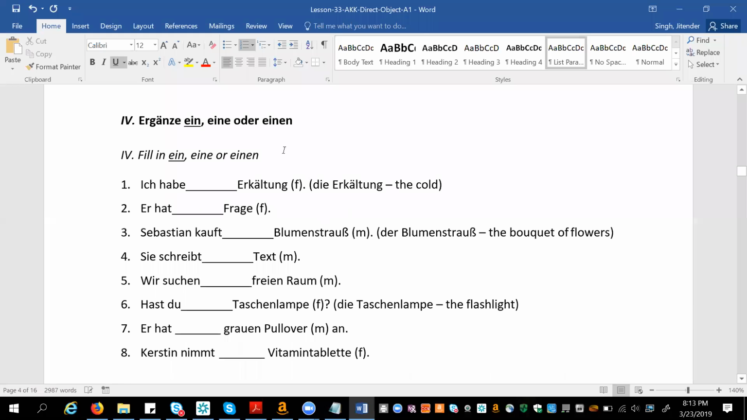Now, those were definite articles: der, die, den, das. But now we have to fill in the indefinite article. Ein, eine, or einen. Einen is the direct object, masculine. Eine, feminine, and ein is the neuter. All right. So, ich habe blank Erkältung means I have a cold, like I'm suffering from a cold. So, eine. Yeah, perfect. Eine, feminine.